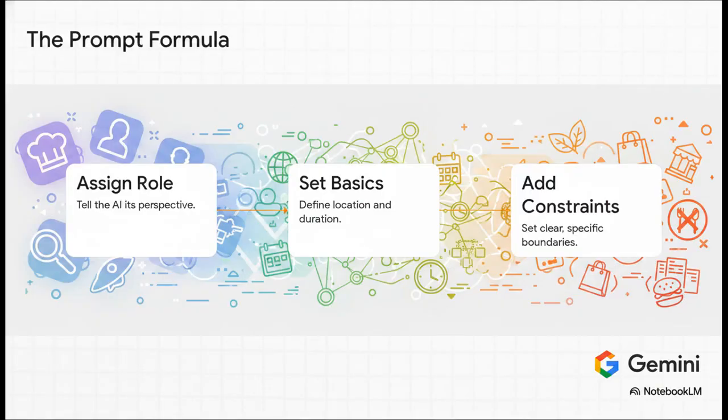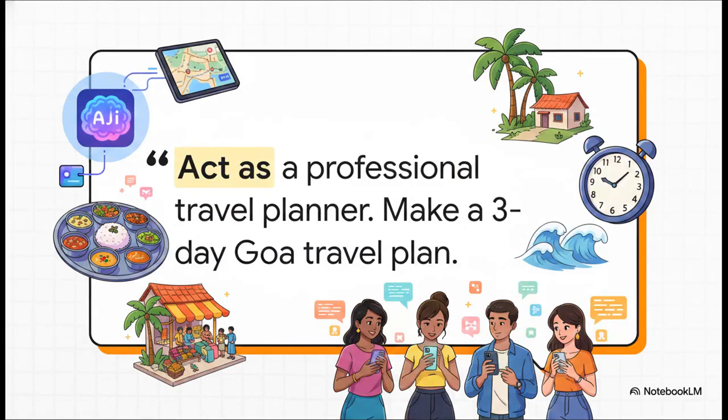Well, the secret sauce is the perfect prompt formula. Step 1. Assign the AI role so it completely understands the perspective it needs to take. Step 2. Set your basic parameters, so your location and duration. And Step 3, actually, this is the absolutely crucial part for planners and creatives, add your specific constraints. Setting very clear boundaries like only vegetarian food and must include shopping markets is exactly what yields those high-value, usable results. Here is the actual prompt in action.